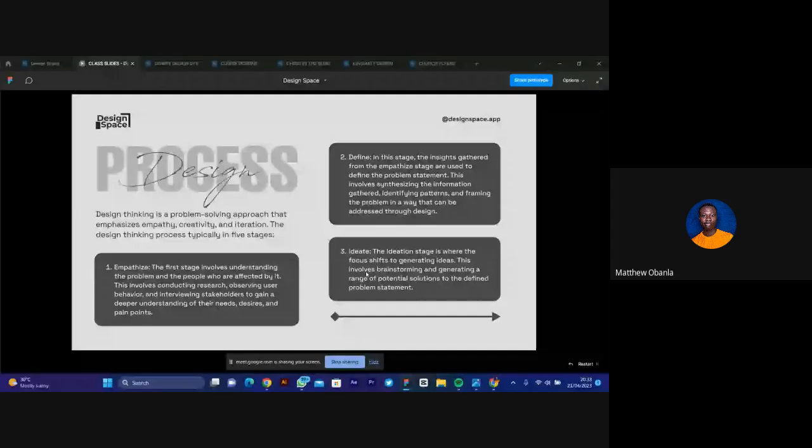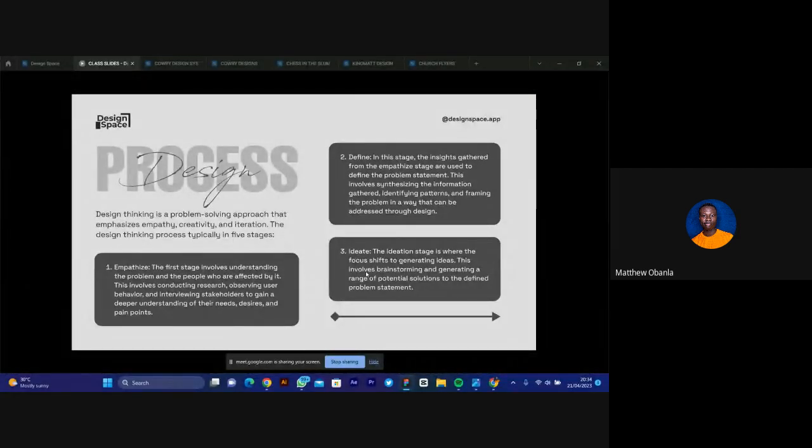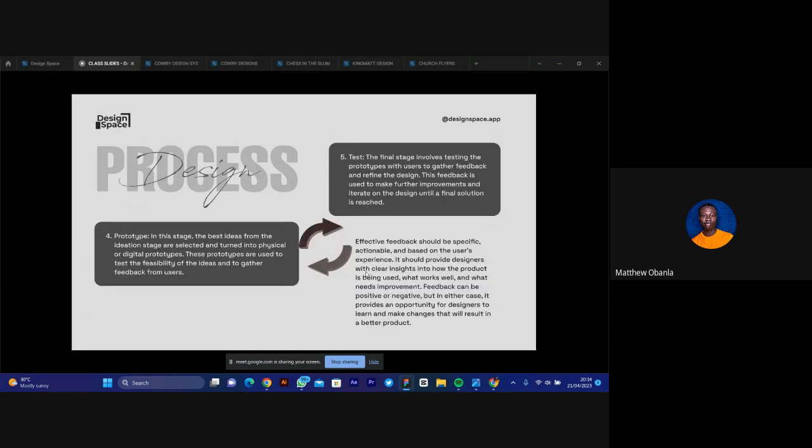So here I said the ideation stage is where the focus shifts to generating ideas. This involves brainstorming and generating a range of potential solutions to the defined problem statement. So that is all what I just explained now. So let's move to the next one. So here I said prototype.